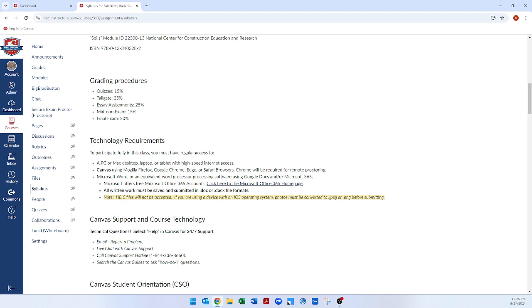Right? You understand that? Now, here's a caution coming up. You can get a free Microsoft Office account if you want to, and that's for real. You can just click this. If you have problems with it, let me know. All written work must be saved and submitted in .doc or .docx file format.